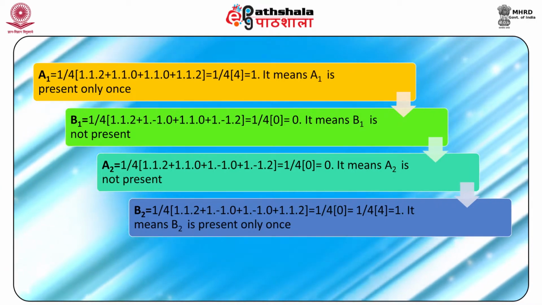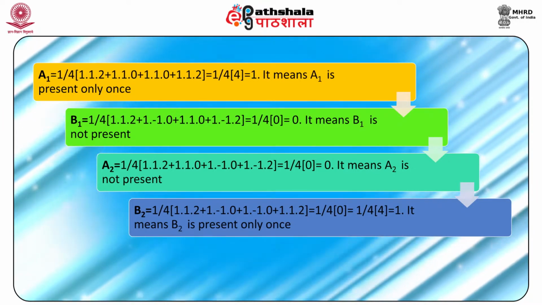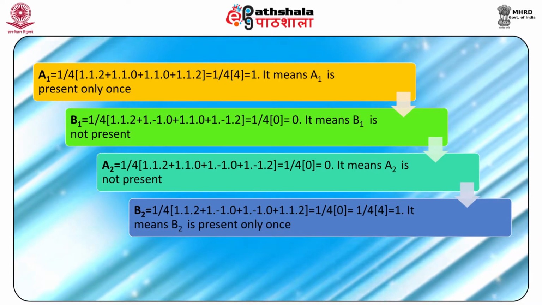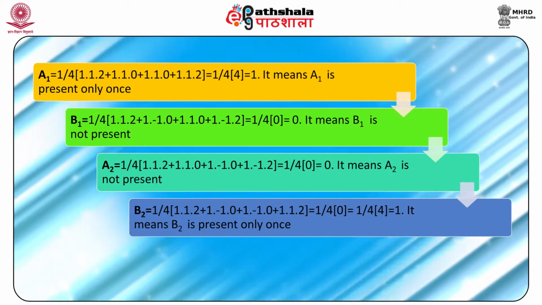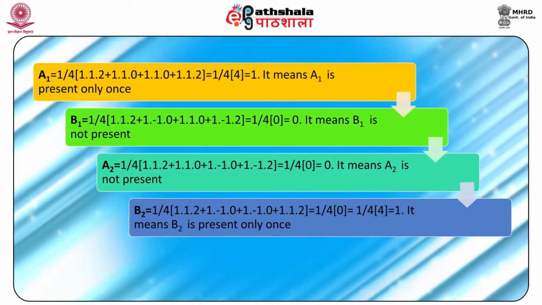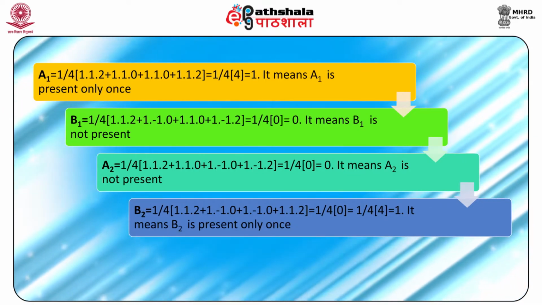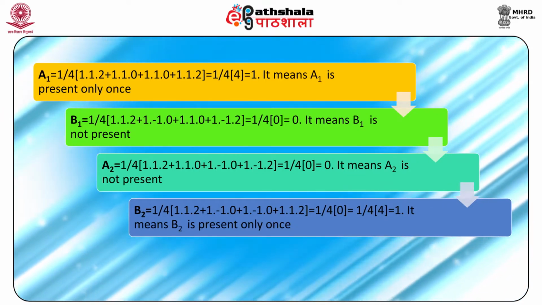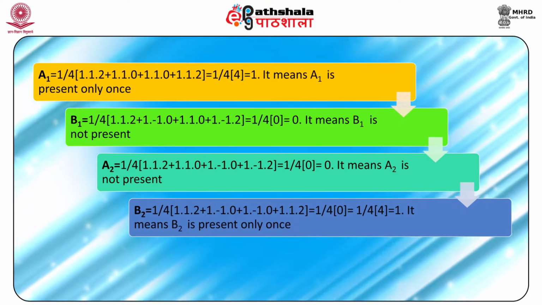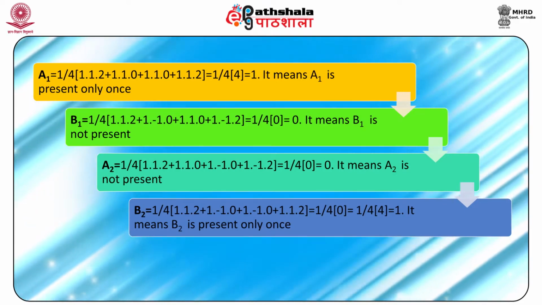Let us check B1. Similarly, it is given by 1/4 [1×1×2 + 1×(-1)×0 + 1×1×0 + 1×(-1)×2], that is 1/4 × 0, which is 0. It means the B1 mode is not present. Let us go for the A2 mode. 1/4 within brackets, if we check it, it is again 0. It means A2 is not present.